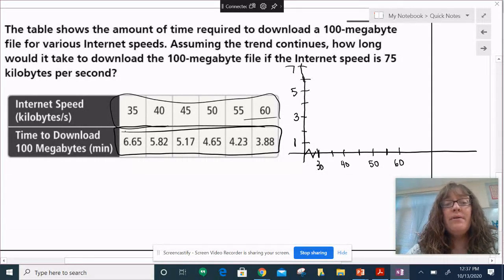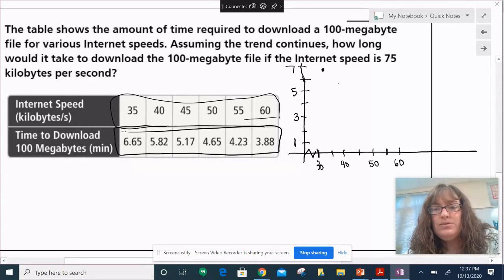All right, so to graph, I'm graphing the point 35, 6.65, so it's going to be up here close to that 7. Then I'm coming to 40, 5.8, so just a little below the 6. 45 is at 5.17, so just a bit above the 5. 50 is at 4.65, so a bit above 4.5. 55 is at 4.23, so again over here. And finally, 60 is at 3.88, so close to the 4.